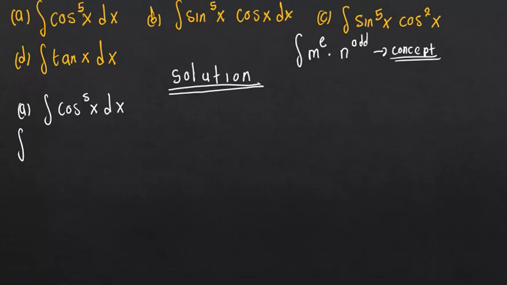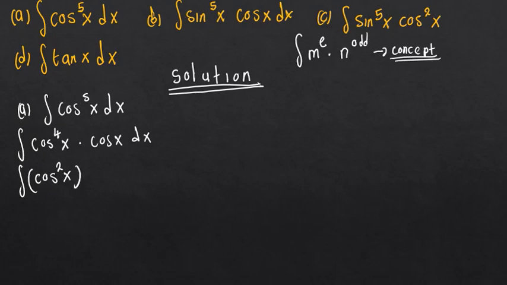Well, notice that cosine to the power 5 x can be broken into cosine to the power 4 x multiplied by cosine x dx. This can also be written as cosine x power 2, all to the power 2, multiplied by cosine x dx.